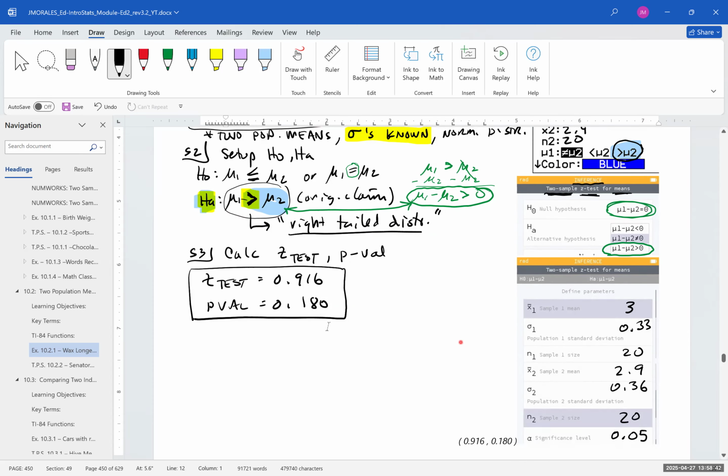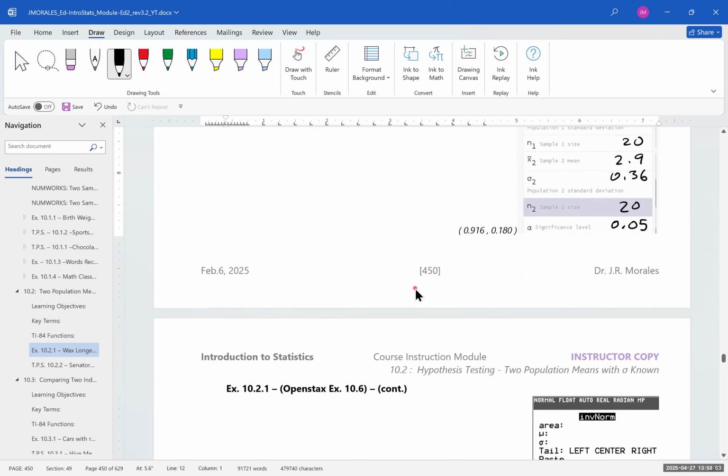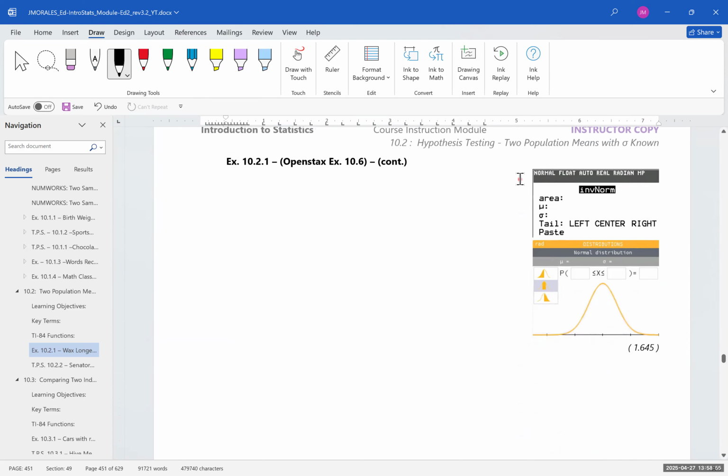So we do have more room here to keep working, but I'm out of space for calculator screenshots, and I don't want you to be pressed for space. So we'll continue this here on the next page. Let me write down our z-test and p-value that we just got. Okay, and let's move on to the next step.